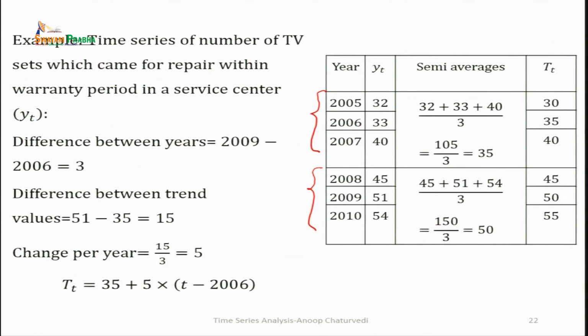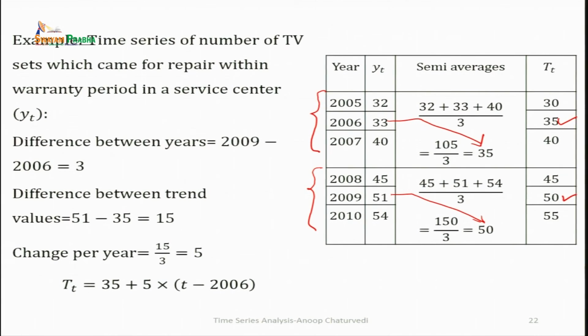Then you have to compute the trend values corresponding to different years. Now, this value 35 is corresponding to the year 2006 and 50 is corresponding to the year 2009. So, here the trend value corresponding to 2006 is 35, corresponding to 2009 is 50. And we assume a linear trend.